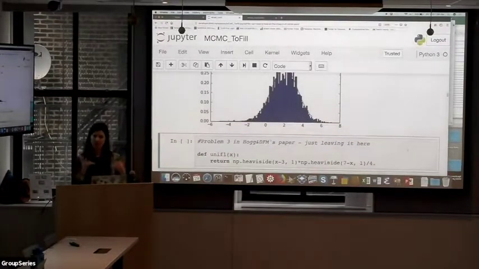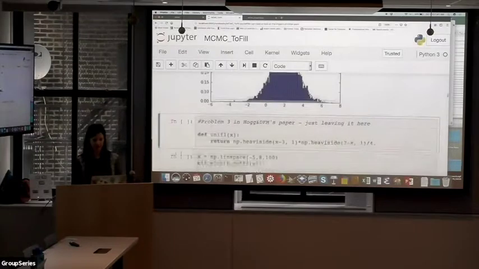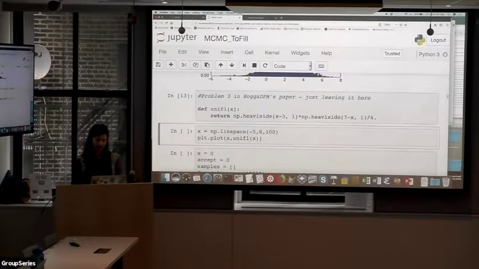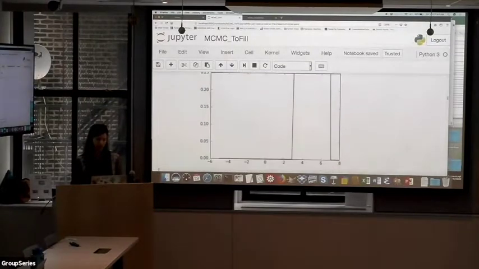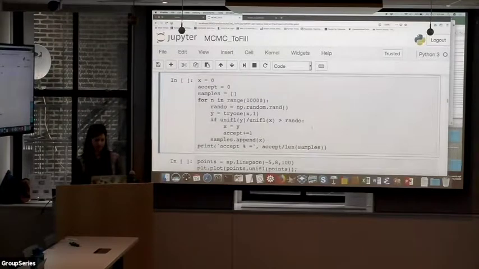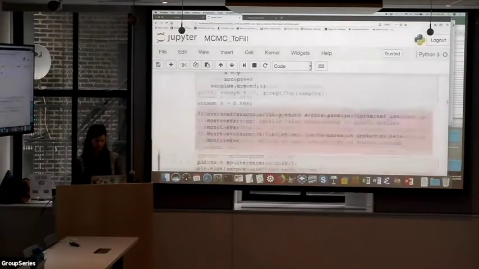Okay, I'm going to move on to see if we can get to the next thing. So problem 3 in Hogg's paper was the same exercise, but with a uniform likelihood. It looks like that, and so this is that one part.